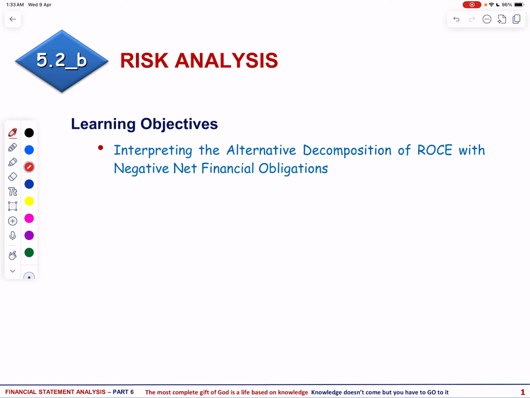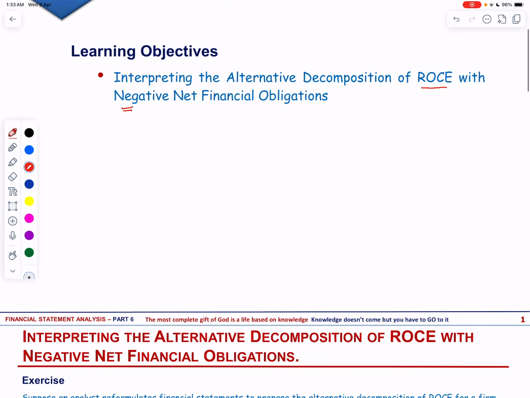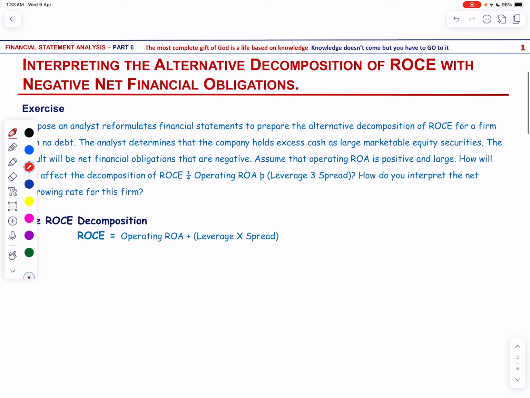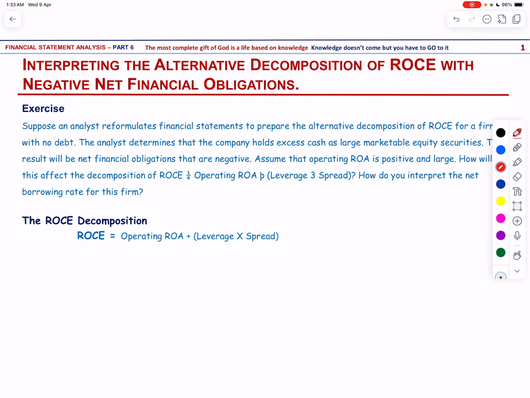Bismillahirrahmanirrahim. In this video, we will solve an exercise on interpreting the alternative decomposition of return on capital employed with negative net financial obligations. So here is the exercise.